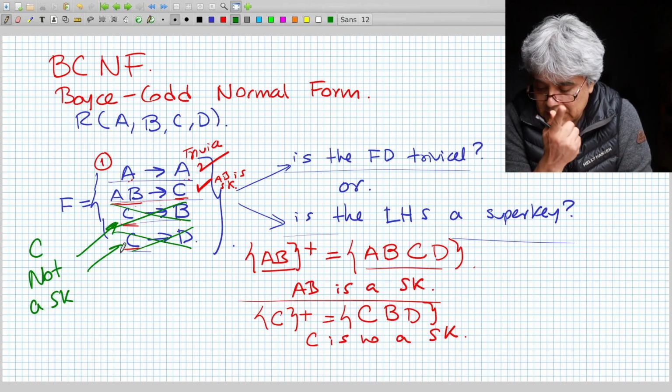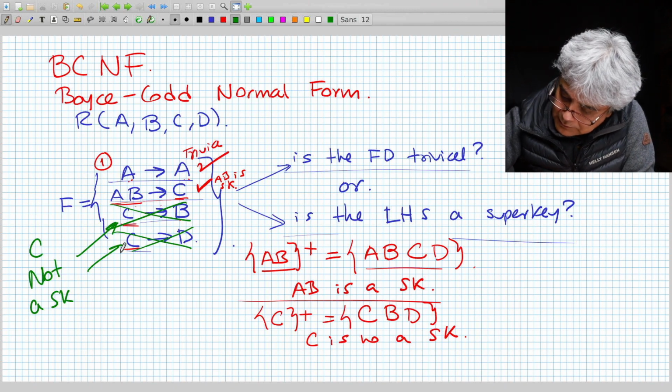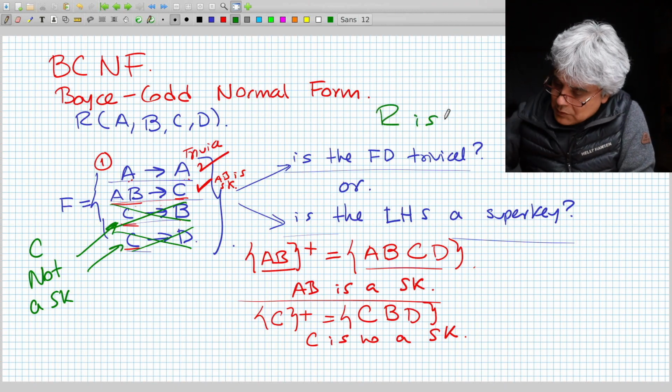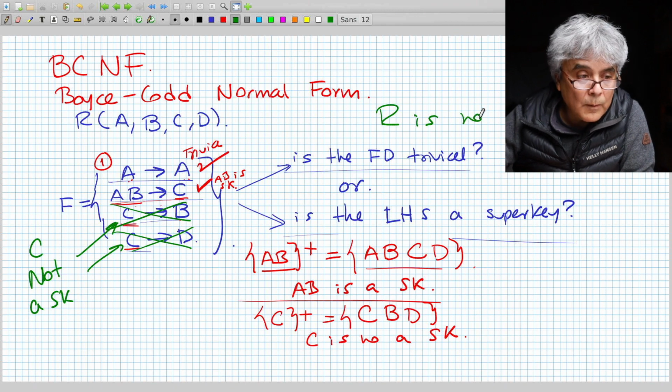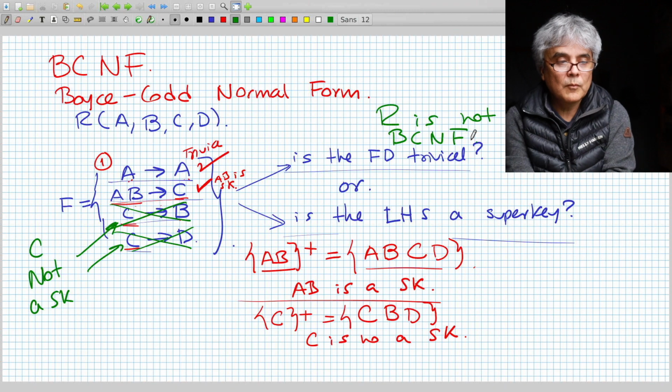So the moment that we find one, in this case we found two, that means that R is not BCNF. Okay?